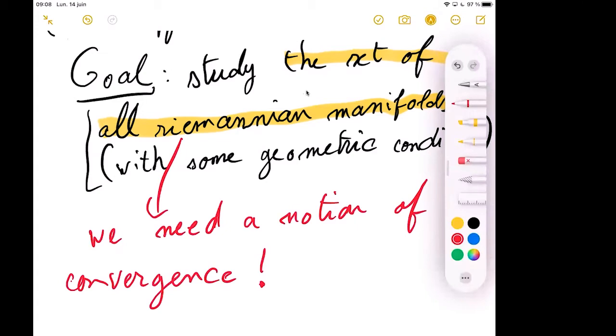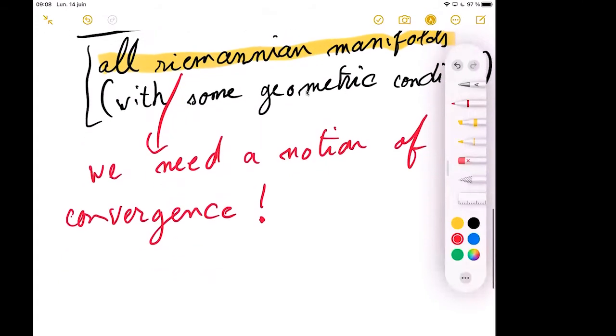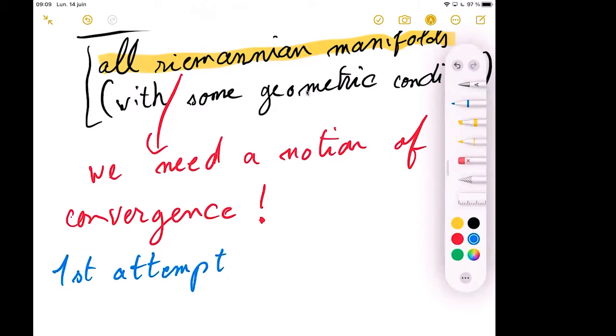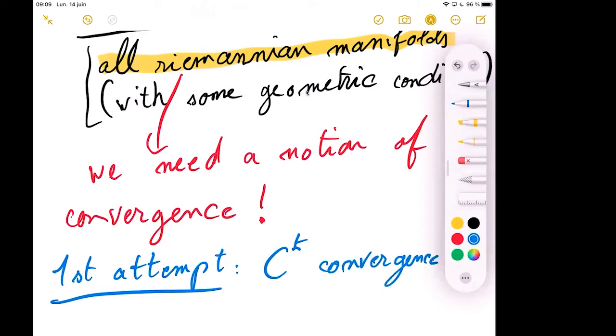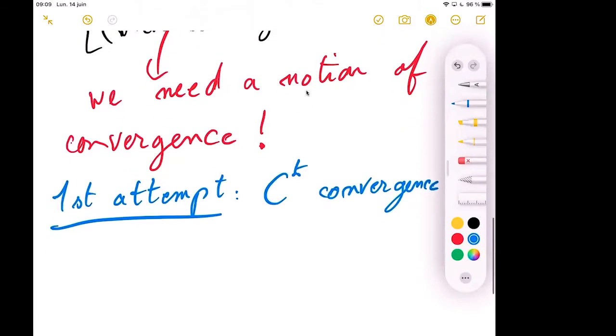So let's do, inspired by what we've learned to do in school in analysis, a first attempt, which will not be quite enough, but will have its uses sometimes. And this notion is sometimes called C^k convergence. And we will see why it's not enough for our purpose. Okay, so first definition.